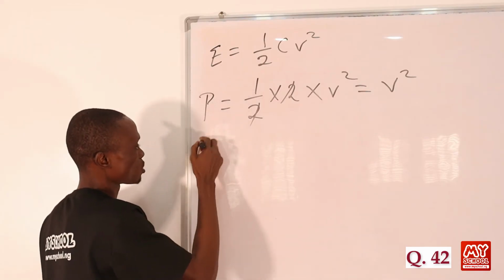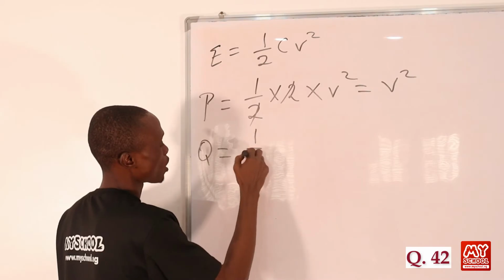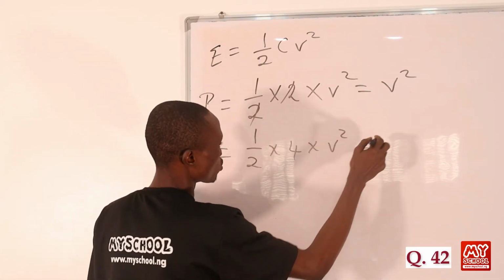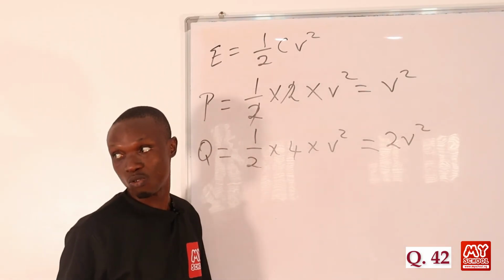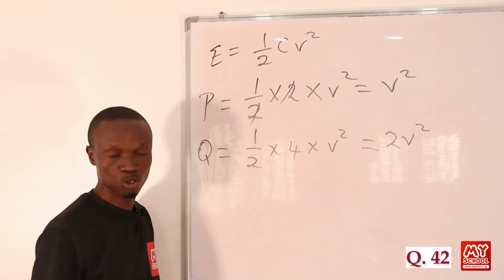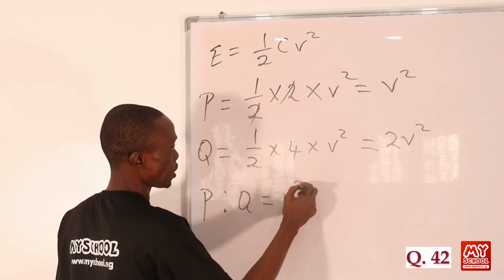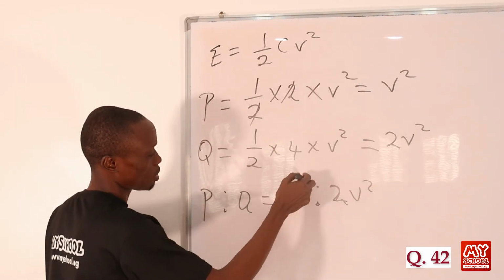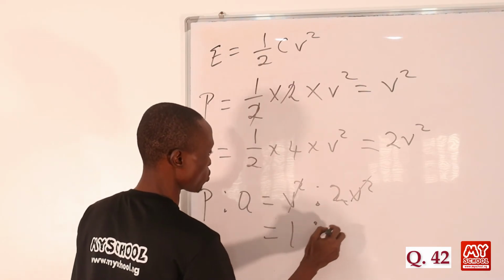Then let's calculate the one stored in the capacitor Q. This will be 1 over 2 times 4 times V squared, and this will be equal to 2V squared. But we are asked to find the ratio of the energy stored in P to Q. So P ratio Q will be equal to V squared ratio 2V squared. In this case, V squared will cancel out V squared, so that at the end of the day we'll be having 1 ratio 2.